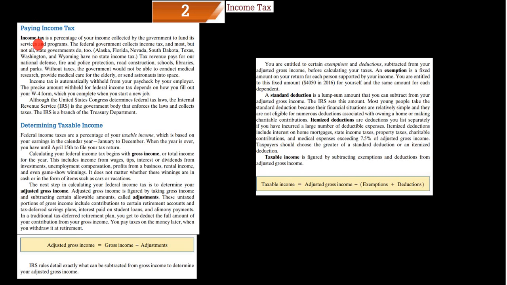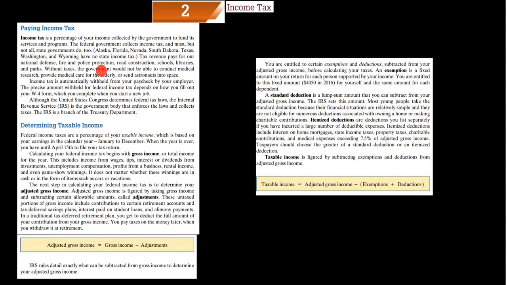Paying income tax. So income tax is a percentage of your income collected by the government to fund its services and programs. The federal government collects income tax, and most, but not all, state governments do too. Alaska, Florida, Nevada, South Dakota, Texas, Washington, Wyoming have no state income tax, and I'm pretty sure Tennessee doesn't either. Tax revenue pays for our national defense, fire and police protection, road construction, schools, libraries, and parks.